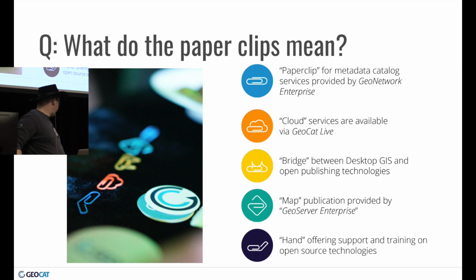Who here has enjoyed their paper clips? I have a little cheat sheet. So the paperclip is for metadata, because you're attaching stuff to it. The little cloud is for that GeoCat Live. The bridge is for the bridge, which we've just heard about, bridging between systems. And the little diamond there is for GeoServer, because their logo is kind of a little diamond map shape. And then this one I didn't really get, but the open one is at hand, because we also offer services and support this stuff. So there's your cheat sheet.